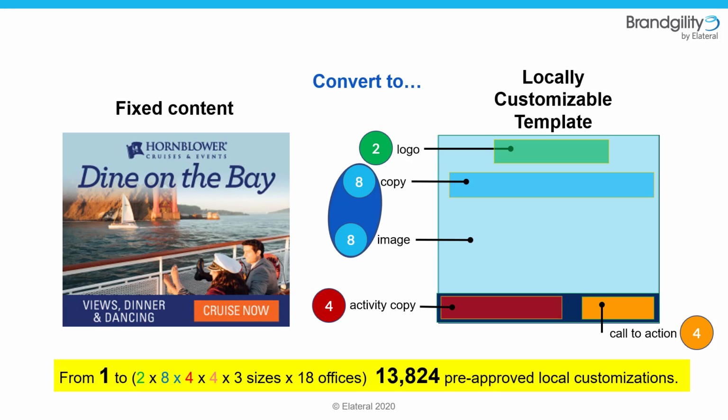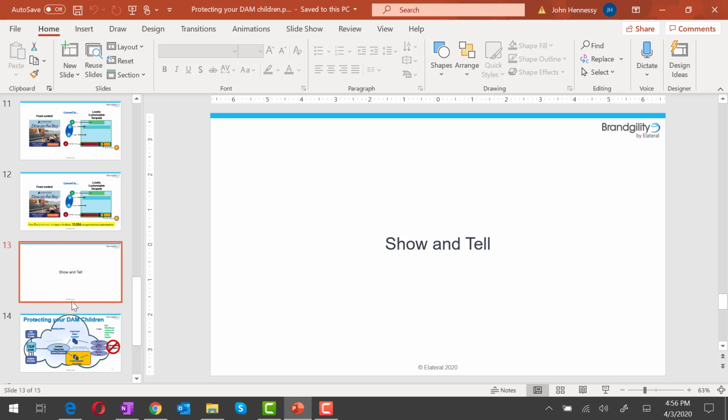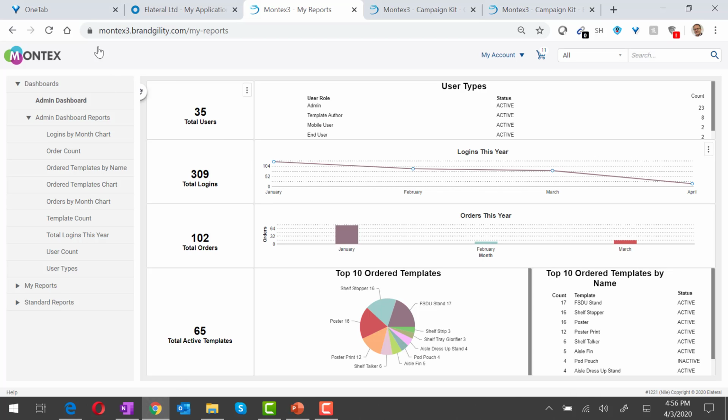By doing this, if we take all those variations across 3 different sizes of output and supporting 18 different offices with some localized information, you get over 13,000 options from this single piece of fixed content by turning it into a customizable template. That gives users a lot of variety. And this isn't just theoretical. We're going to jump out here and show you some examples of how this works.